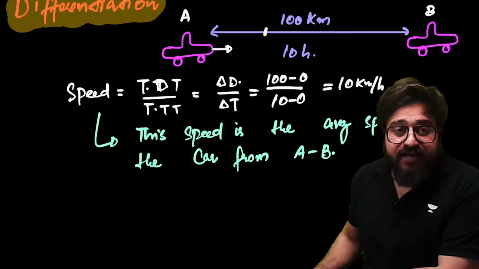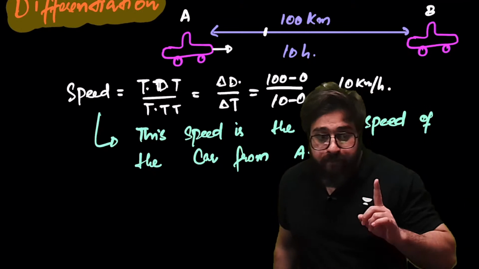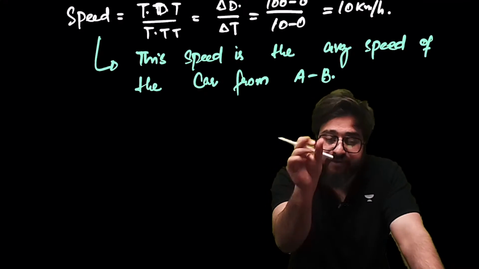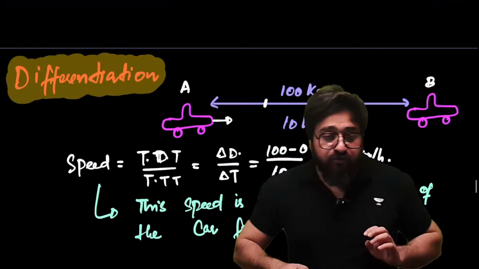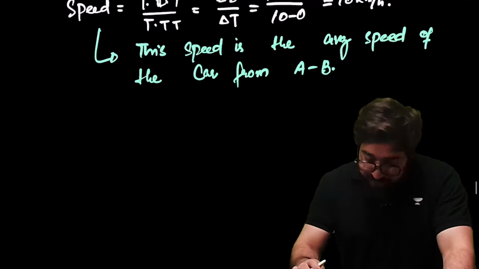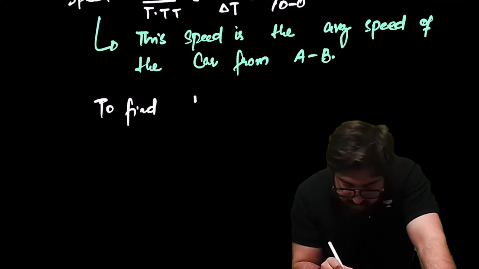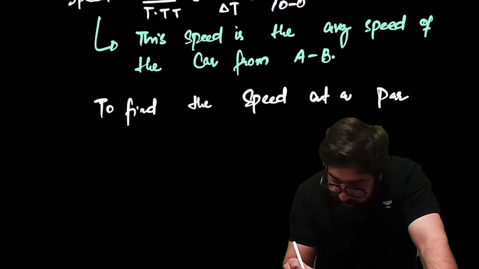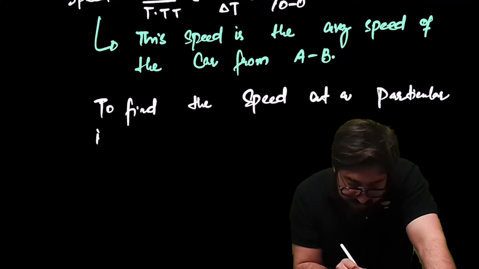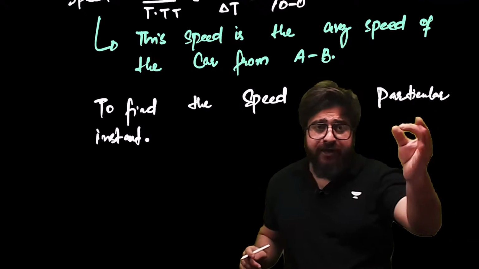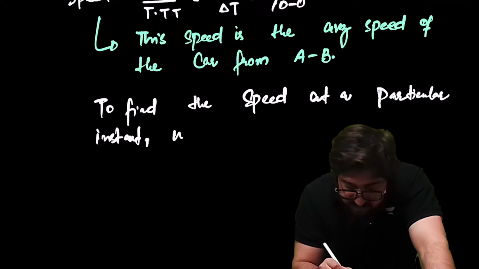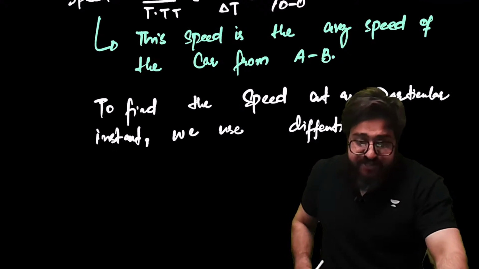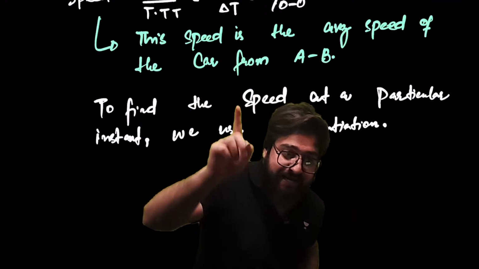Speed at any particular point, that's what we call the instantaneous speed. So, how to find this instantaneous speed? Now, this became the problem. To solve this problem, we introduced the concept of differentiation. Now, to find the speed at a particular instant, at any particular instant, we use differentiation. So differentiation will help us to find the speed at any particular point.